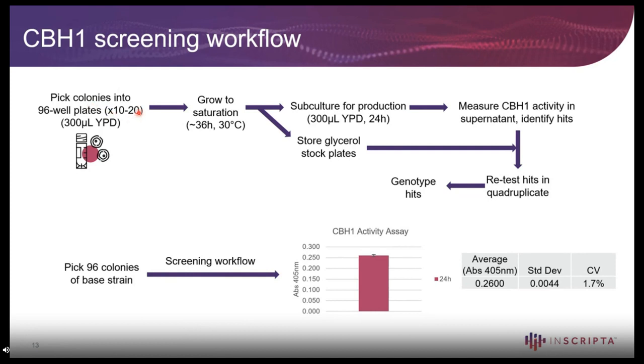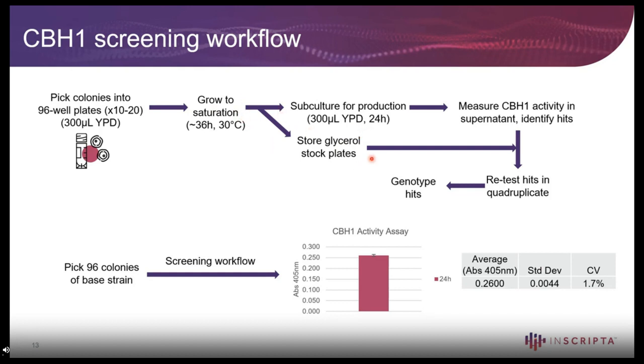And in a typical screening workflow, I would pick between 10 to 20 plates per library. And these were picked into 300 microliters of YPD, so a rich medium was used for expression. These plates would be grown to saturation for approximately 36 hours at 30 C. Then we would subculture those plates into the production plates, which is essentially just fresh YPD media. And then this production would go for 24 hours.